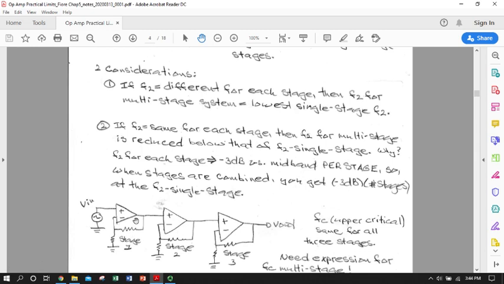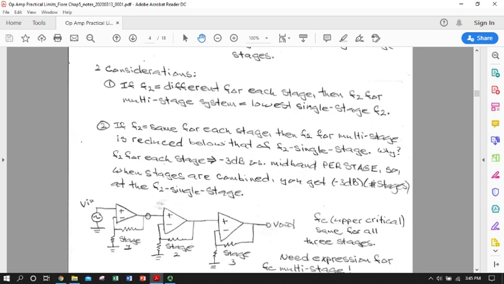So if the upper break frequency of stage 1 was 10 kilohertz, stage 2 was 100 kilohertz, and stage 3 was 1 megahertz, it would be stage 1, 10 kilohertz. It's whichever one is lowest. If they're all the same, then you have to go back to the definition of the upper break frequency. It was the frequency at which the power equivalent of the op amp's gain is half of what it was in the midband. So it's the half-power frequency.